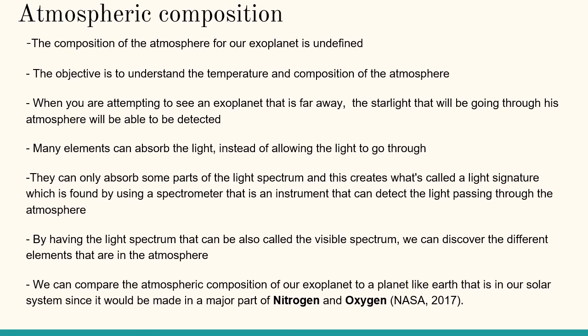Many elements can absorb light instead of allowing the light to go through. They only absorb some part of the light spectrum, and this creates what's called a light signature, which is found by using a spectrometer, an instrument that can detect the light passing through the atmosphere. By having the light spectrum, which can also be called the visible spectrum, we can discover the different elements that are in the atmosphere.